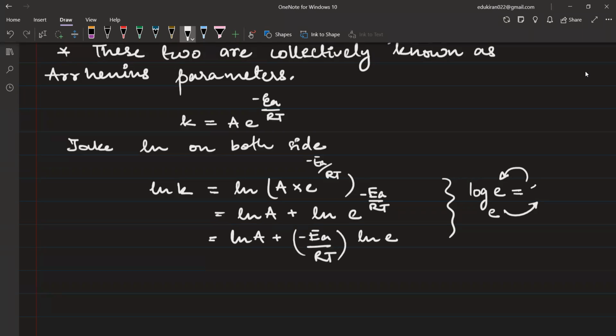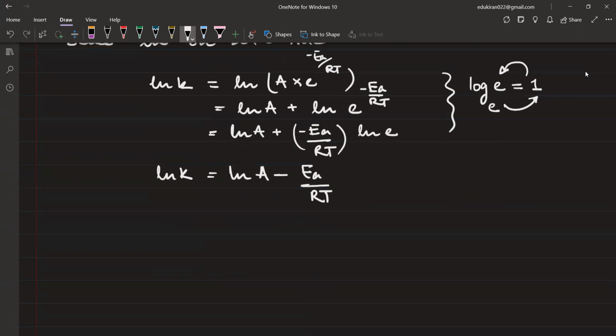Now ln e will be equal to what? 1. So I can further write ln A minus Ea upon RT, which is equal to ln K. Now I need to convert this natural log to log 10, so I will multiply by 2.303. Now it is of log base 10.